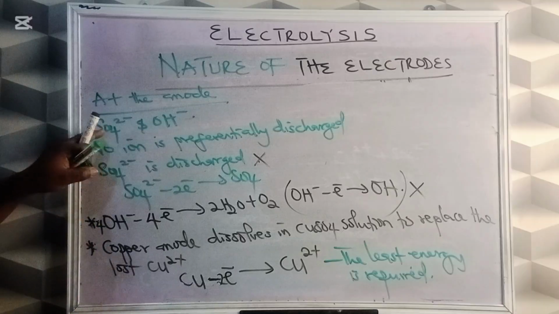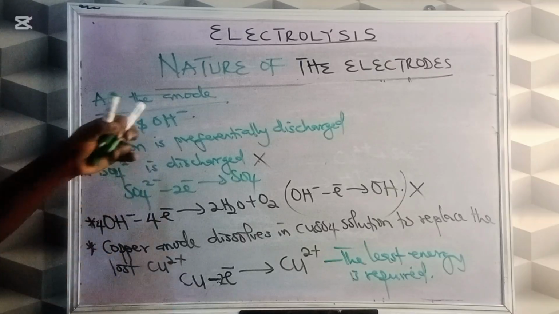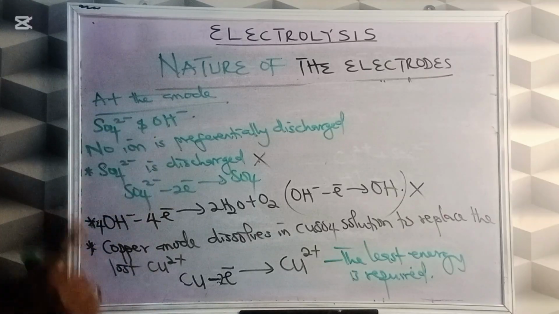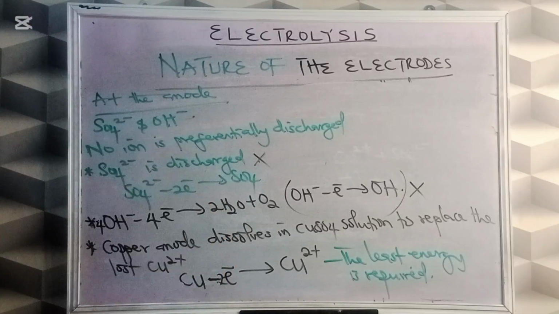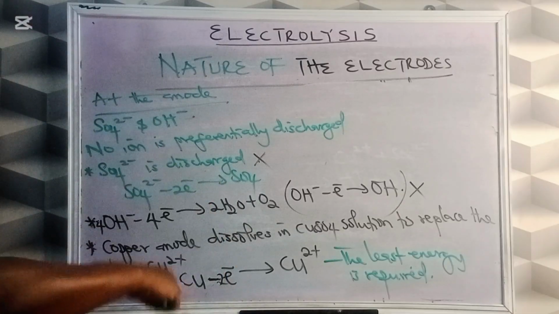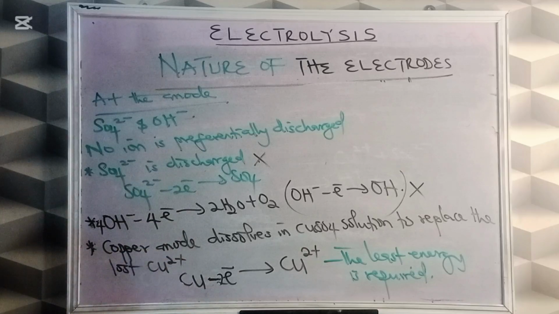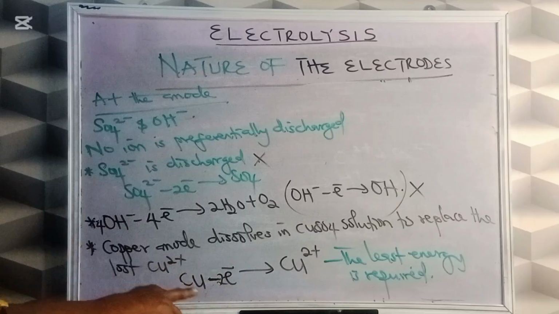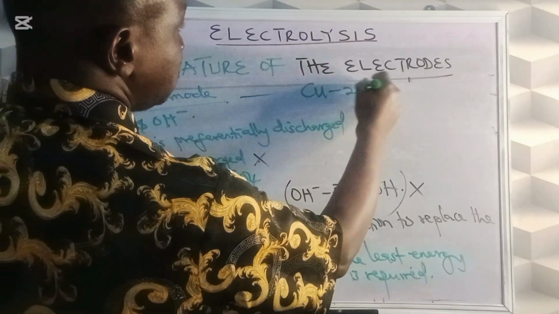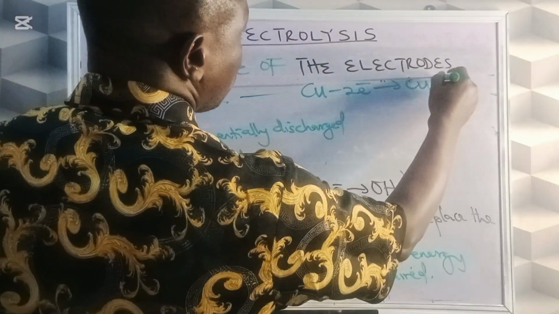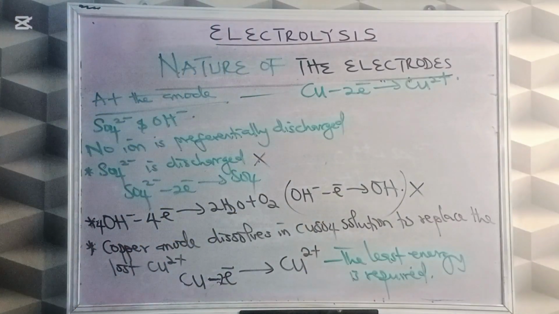Because SO4 2 minus will not discharge, OH minus will not discharge. So what will happen is the copper anode will dissolve into the copper 2 sulfate solution to replace the copper 2 ion lost. This is the reaction that occurs at the anode. Please take note of that.